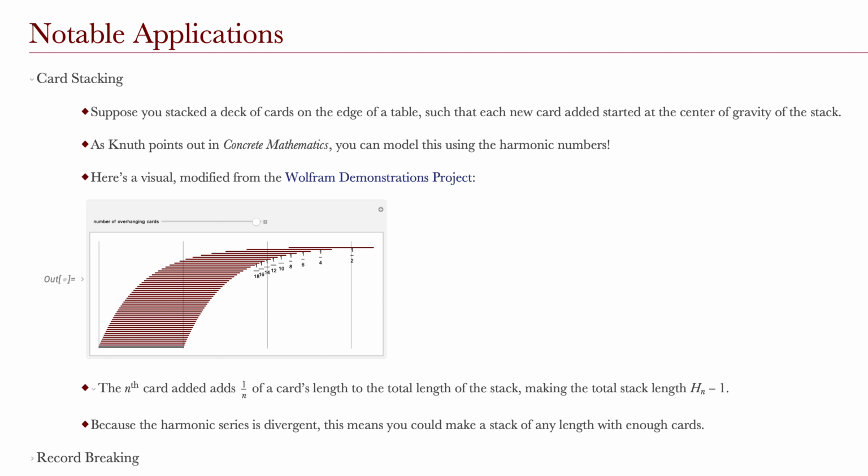As Knuth points out in the book Concrete Mathematics, you can actually model this situation using the harmonic numbers. Here, I've included a visual from the Wolfram Demonstrations Project, which will show how this card stack will grow without bounds. If we start with one card, it'll only be 1/2 over the table. Then as we increase, it gets farther and farther, till we eventually hit however many cards are here, and it is over 2 full card lengths away from the table. This demonstrates that the nth card added actually adds 1 over n of the card's length to the total length of the stack, making the total stack length h sub n minus 1.